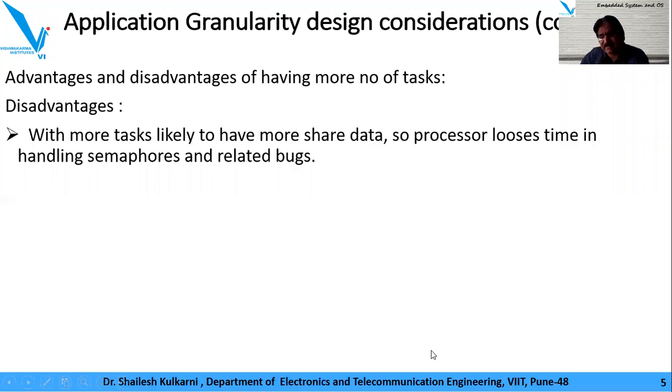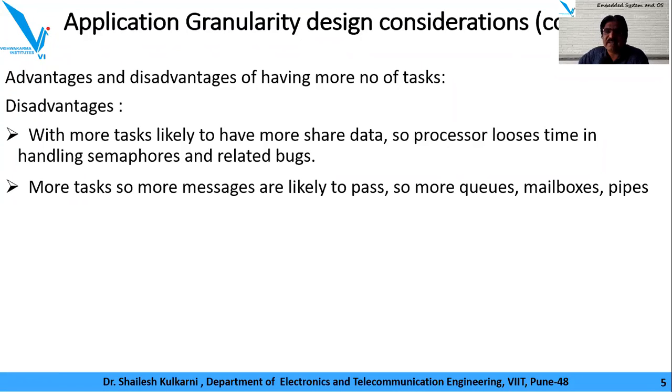Now, this is something very interesting. The processor loses time in handling semaphores and related bugs, because the more the number of tasks, the more we have to share data and resources. When we are sharing data or resources among more number of tasks, the probability of data getting corrupted is always very high. So that is one of the disadvantages when you have more number of tasks in a multitask application, or when you define fine granularity.